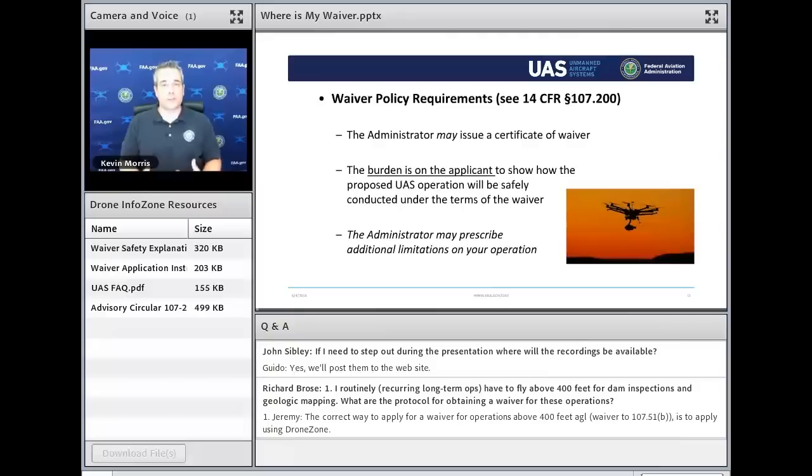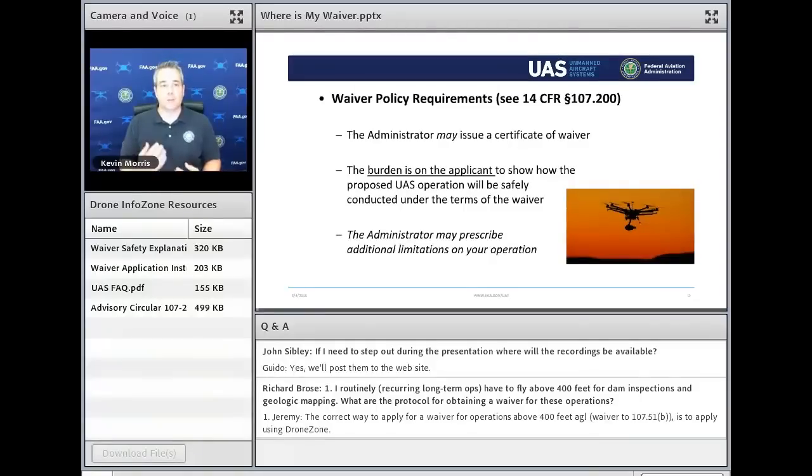So while we certainly list rules in Part 107 that are available for waivers, they're not guaranteed. The administrator may issue a certificate of waiver. Well, how do you get that waiver from the FAA? The burden is upon you, the applicant, to show us that your UAS operation will be safely conducted under the terms of that waiver. So again, the burden is on the applicant to show us how you're going to conduct that operation safely under the terms of the waiver.